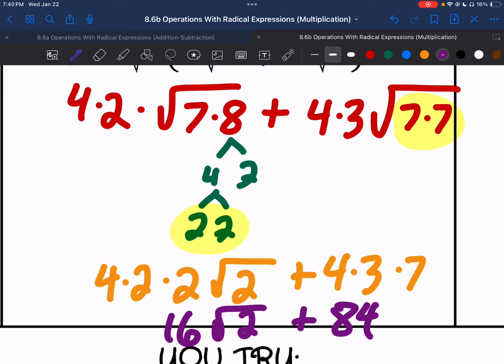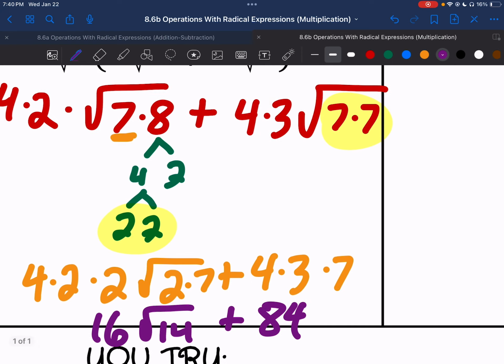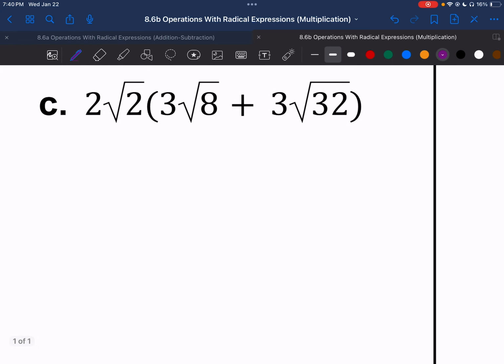Oh, we also had, hold on, we've got to go back and check that, because we had another factor that we didn't extract, and that was the 7 there. So it's 2 times 7, and so this would be square root of 14. All right, so it'd be 16 square root 14 plus 84. All right, we go on to letter C.